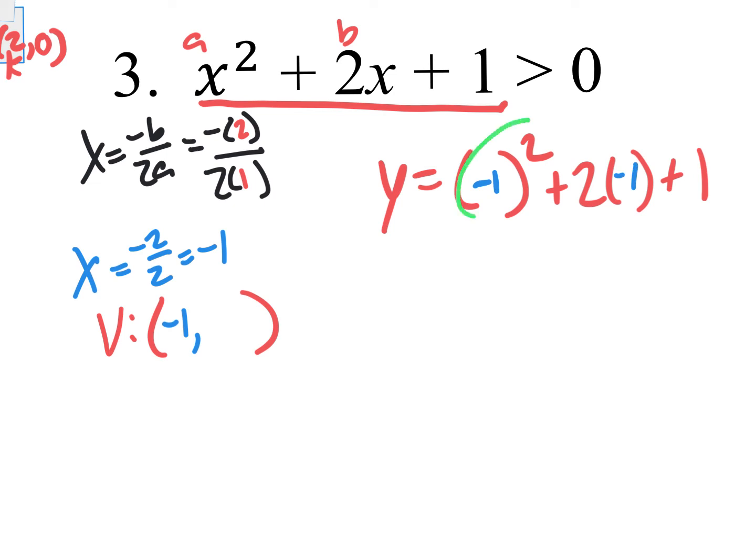And when I work this out, -1 squared, that's +1. 2 times -1, that's -2. Bring down +1. 1 minus 2 plus 1, that is 0. So we have a 0 right there. Okay? So that's our vertex. Let's actually graph this thing.